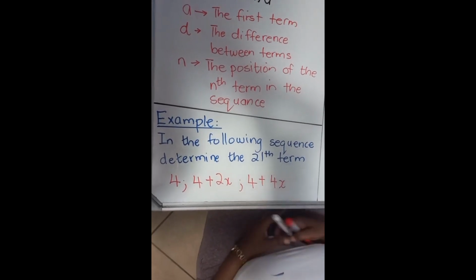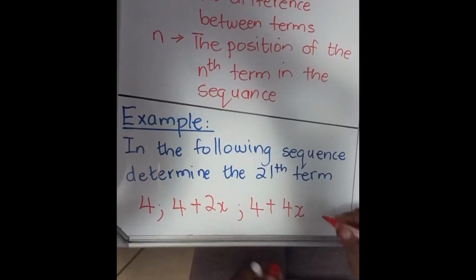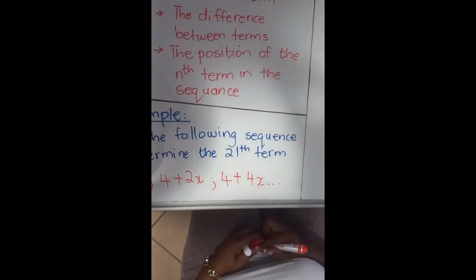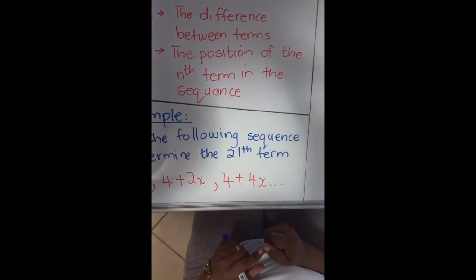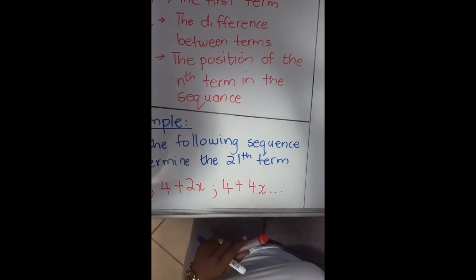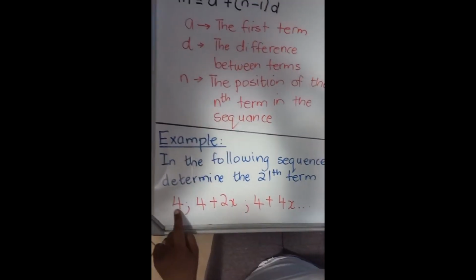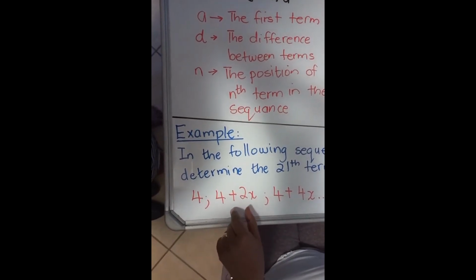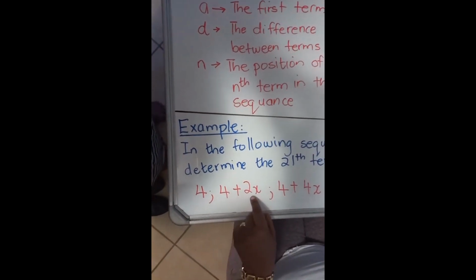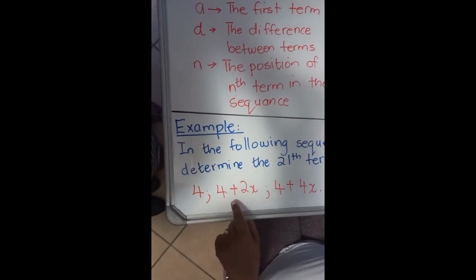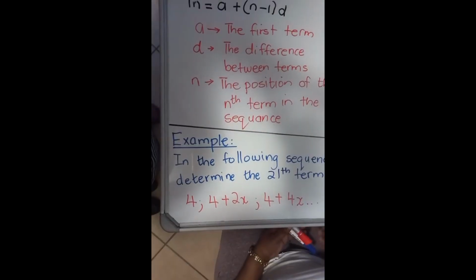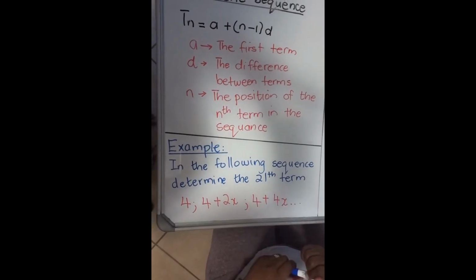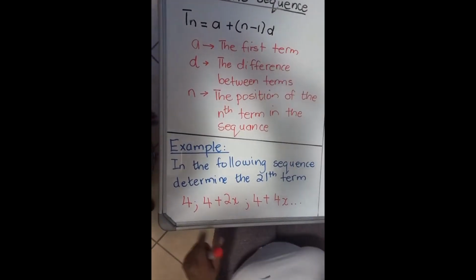Then what they will do here, they'll write 3 dots. What they are saying to you is that the sequence, or what you normally used to know as the pattern, continues. So your first term here, your a, is 4. But your second term is 4 plus 2x. This whole thing, that's your second term. How do you tell? Semicolons. Now, they say we must determine the 21st term. Our a, the first term, is 4.